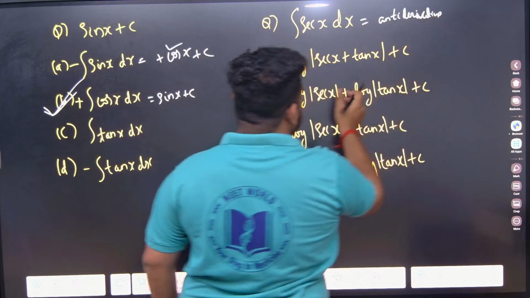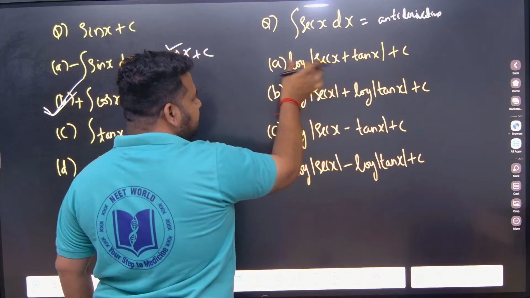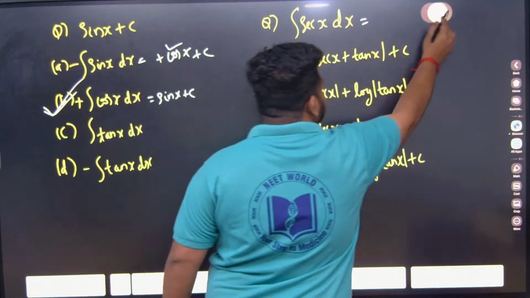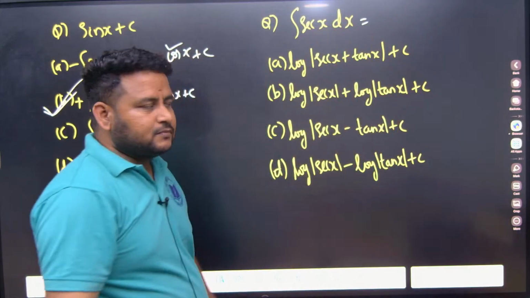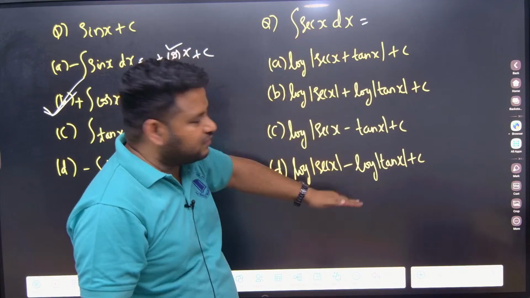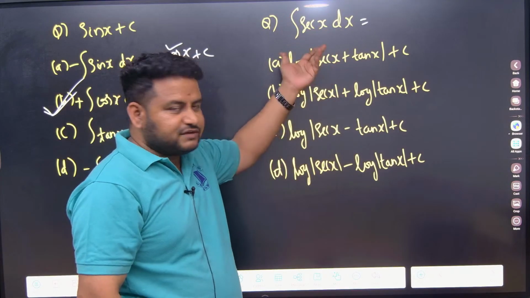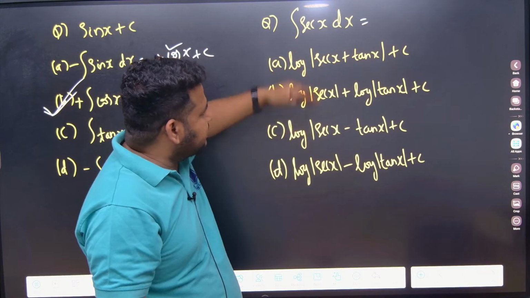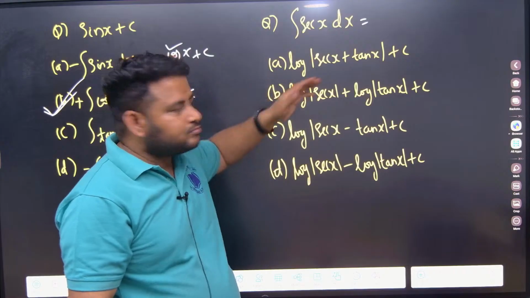So whatever the answer we have, let us differentiate the options. On differentiating, you should get secant x. On integrating this you should get one of these options. So it is a reverse process, integration and differentiation. Let me differentiate these options and see for which option I get secant x.